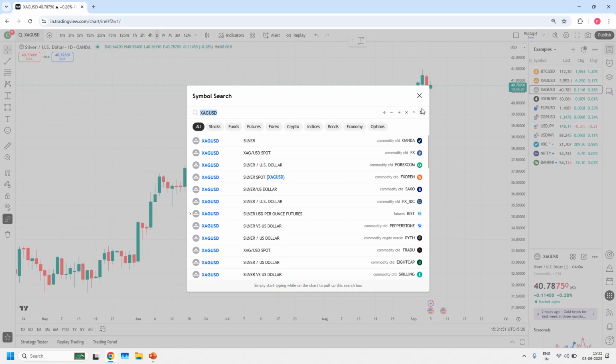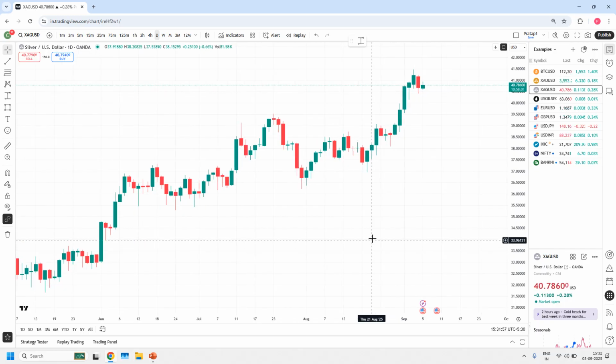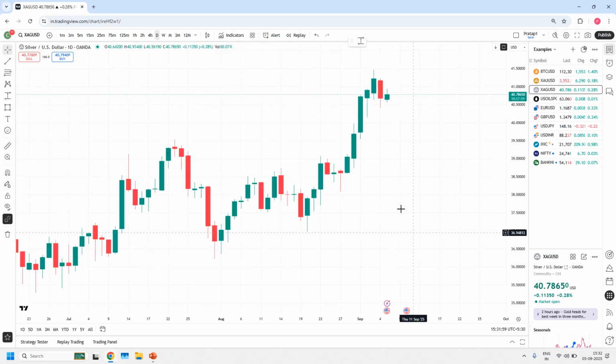XAG USD is the silver. This is the international market. This is a spot market, a 24-hour spot market. Okay, here we have seen a large candle and another large candle. Here, a medium sized candle.